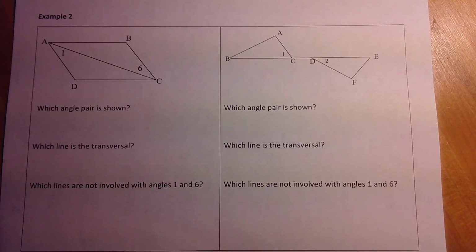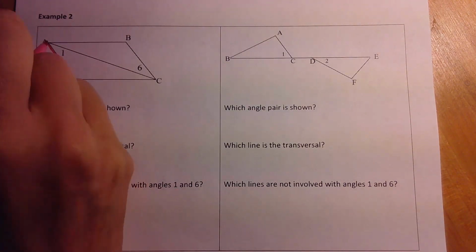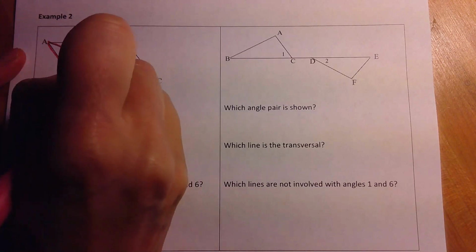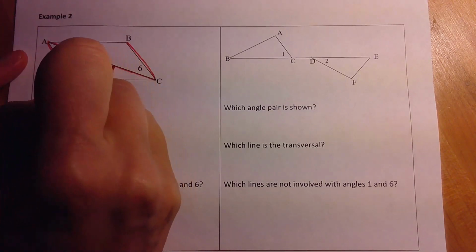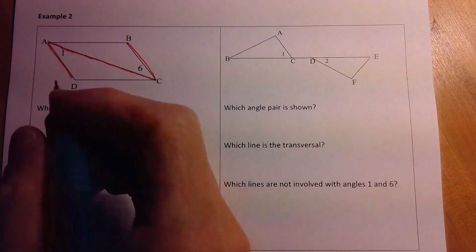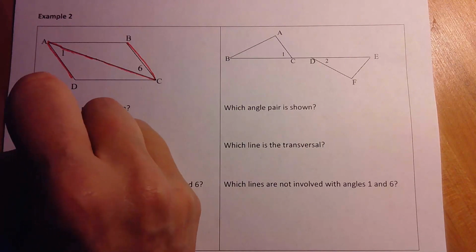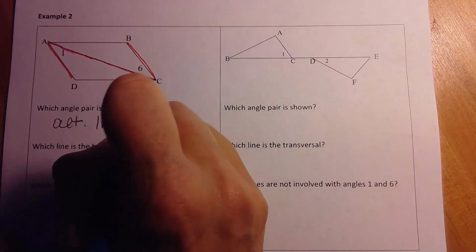Okay, and example 2 here. Which angle pair is shown? So we're talking about the numbered angles. So if you trace them, there's angle 1. Angle 6, they do join up. They make the classic N or Z shape, I guess. So that is alternate interior angles.